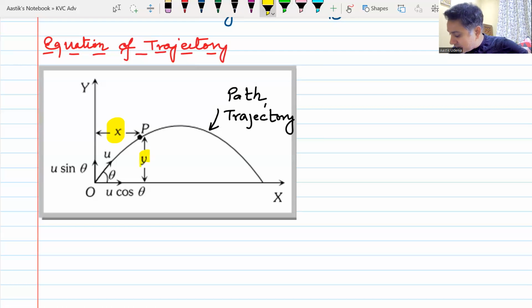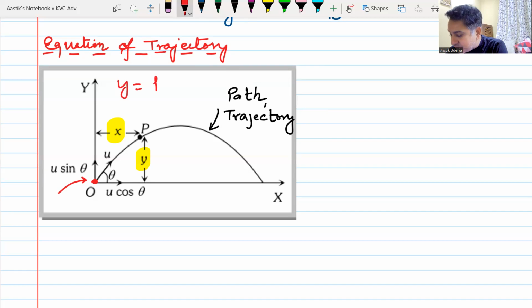And it will have some Y coordinate. Remember that we have taken the origin at the point of projection. So my origin is my point of projection, and I have projected the body from the point O. At any point on its path, the point P will have an X coordinate and a Y coordinate, yes or no? Yes, sir. That is what I call the equation of trajectory.